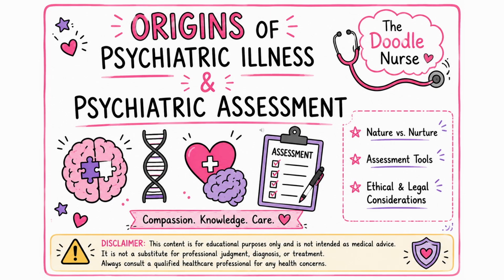Every patient's story is unique, which is why comprehensive assessment is essential. Throughout this content, we will explore major theories regarding the origins of psychiatric illness, discuss factors that increase risk for mental health disorders, review assessment tools used in clinical practice, and examine important ethical and legal responsibilities of psychiatric providers. By the end of this content, you should understand how psychiatric disorders develop and how a comprehensive psychiatric assessment helps guide diagnosis, treatment planning, and most of all, patient centered care.